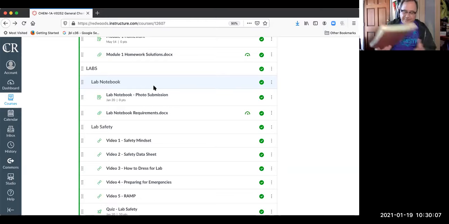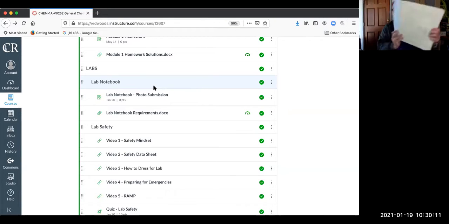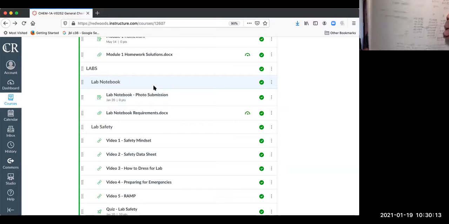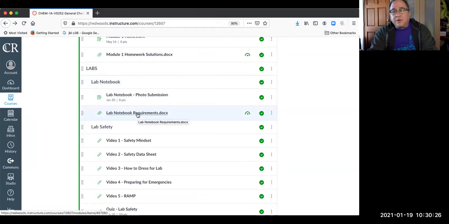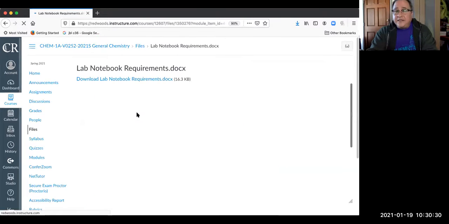You'll notice that with my lab notebook, I've got this whole section here with things crossed out. You see that? You never cross out things in a lab notebook. So where are you going to find all of that information about your lab notebook? It's here in the lab notebook requirements. We're going to go over that quickly. You can read it in more detail later.